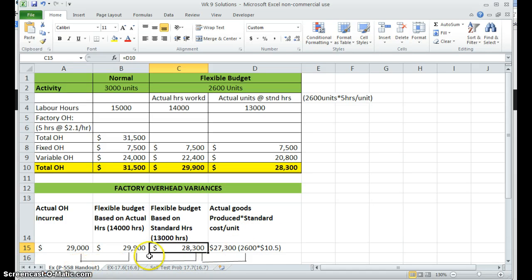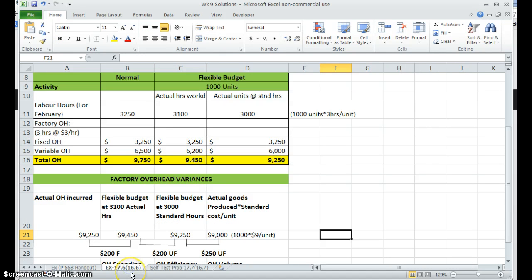So let's start from the first question. The actual units produced were 2,600, and each unit will take 5 hours. So there will be 13,000 hours, as 5 times 2,600 is 13,000. So you have to get a flexible budget for 13,000 hours.